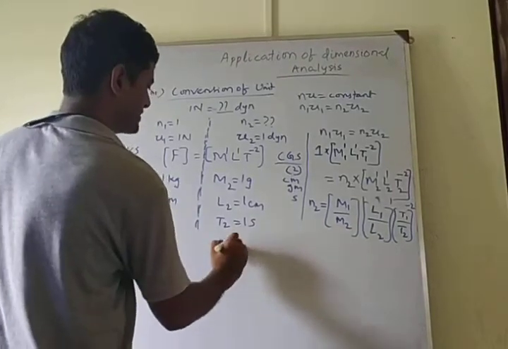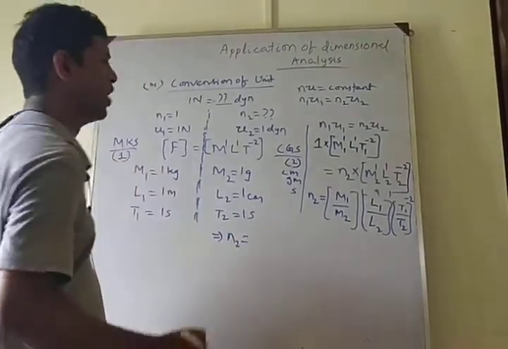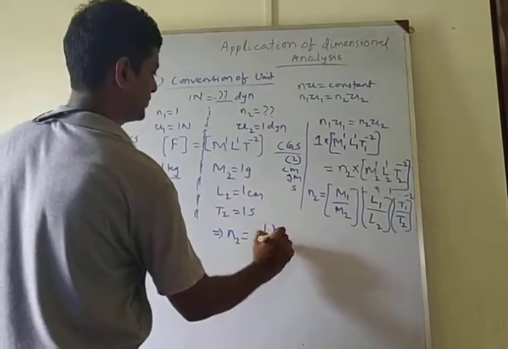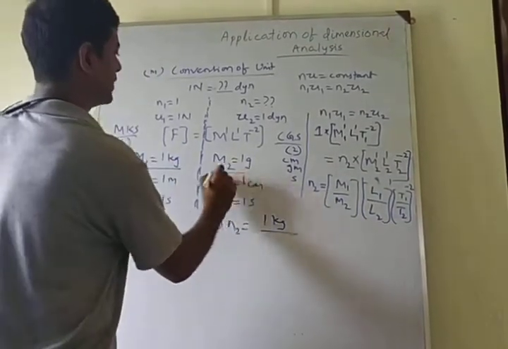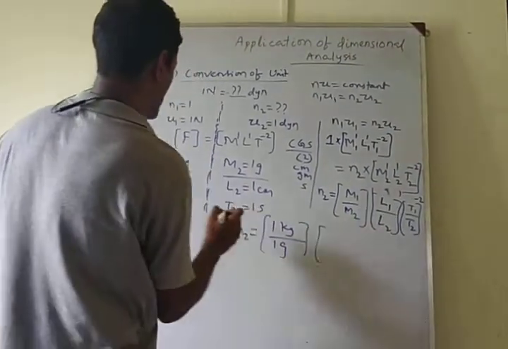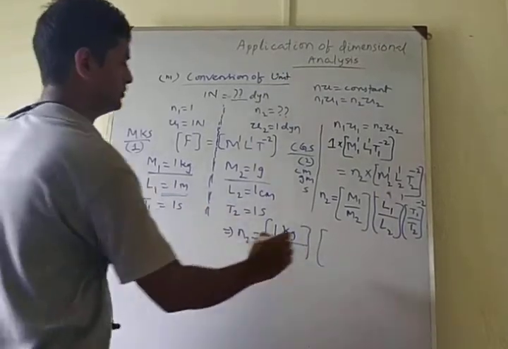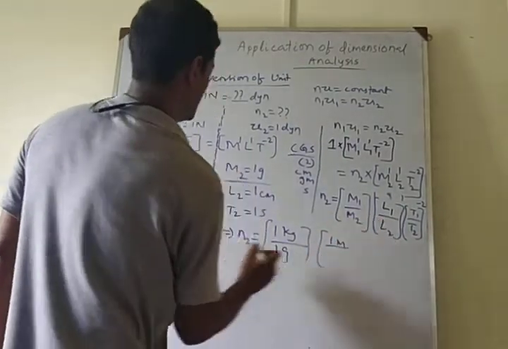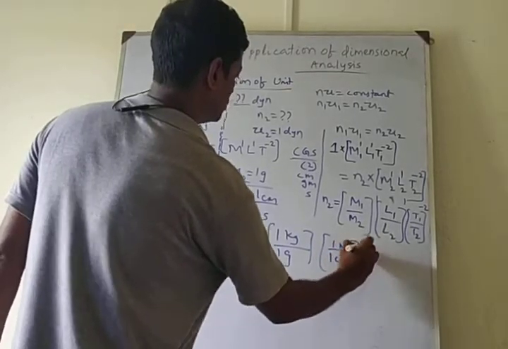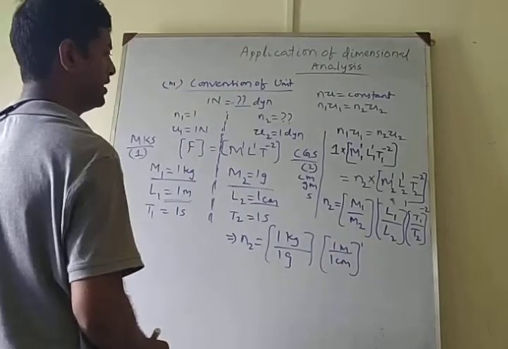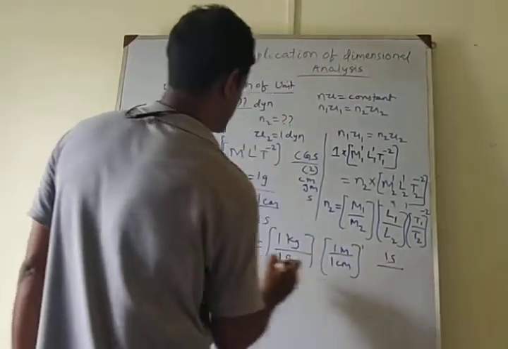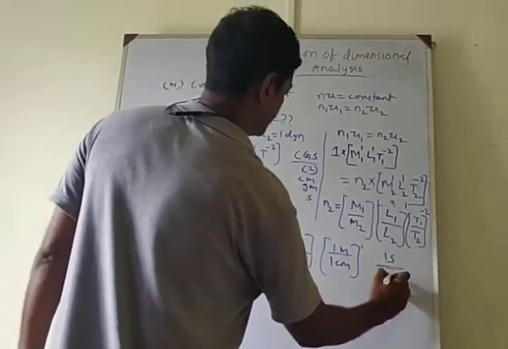So implies N2 equal to, okay, what is my M1? M1 we have taken 1 kg. So put 1 kg. What is my M2? M2 we have taken 1 gram. Put 1 gram. Put square bracket. What is L1? L1 you have taken 1 meter. What is L2? L2 you have taken 1 centimeter. Put 1. What is T1? T1 you have taken 1 second. What is T2? T2 is also 1 second.